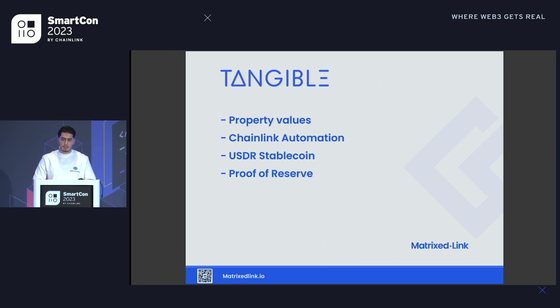The highlight of today is our real-world asset integration. So Tangible DAO is a DeFi application that has created the USDR stablecoin. It stands for Real USD. So what they've done is they have a collateralization that consists of a basket of tokens. Think of stablecoins, protocol-owned liquidity, and a big portion of that is real estate.